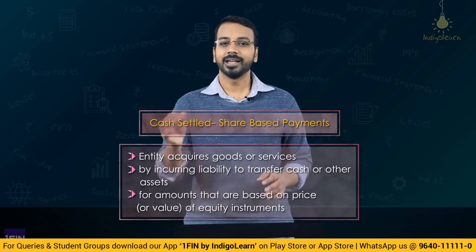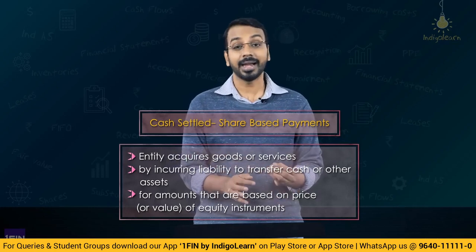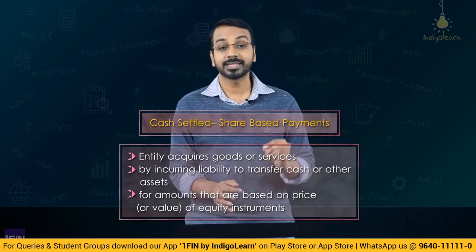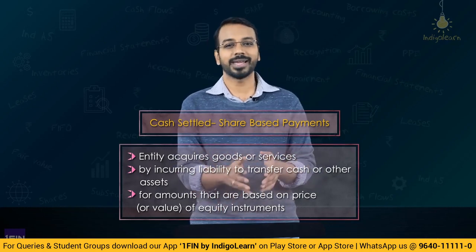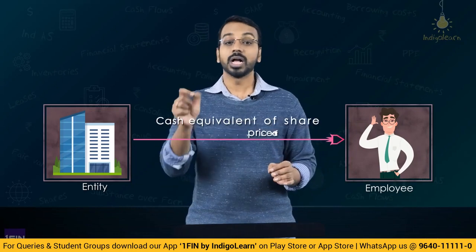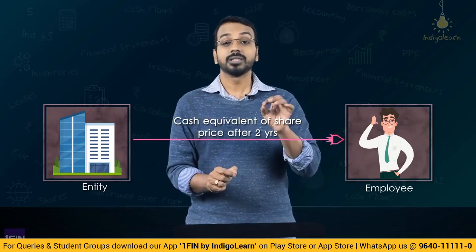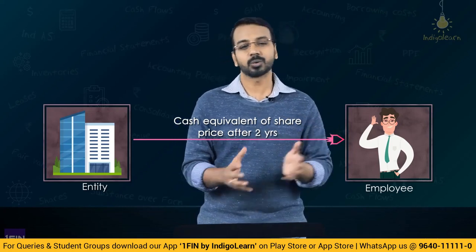Cash settled transactions are transactions where the entity agrees to transfer cash or other assets, and the amount of cash or other assets that will be transferred is dependent on the value or the price of an equity instrument. Now to give you a very simple example, say we have an entity and an employee. The entity tells the employee that we will pay you the cash equivalent of the share price of the company after 2 years. So what are we saying?